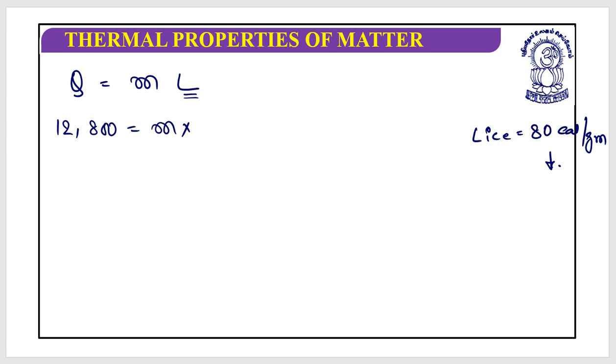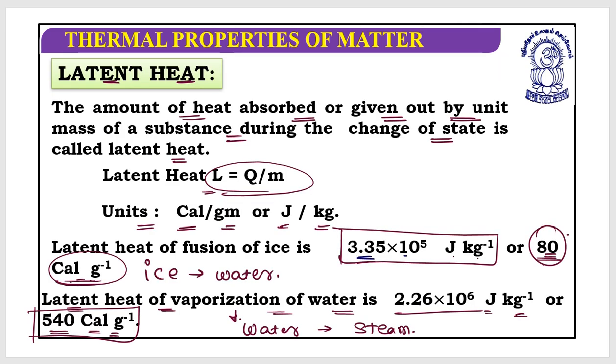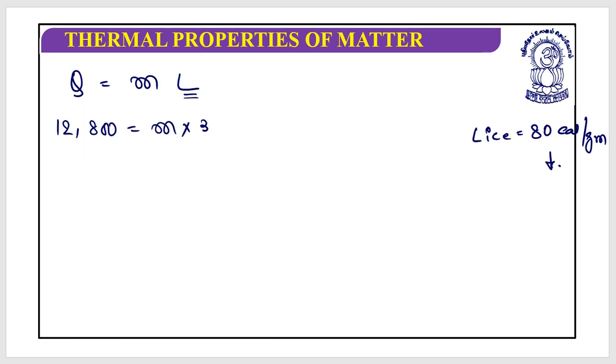Have you remembered this? Once we have done this, we wrote those two values, so please do remember them. Look at this: it's 3.35 into 10 to the power 5 joule per kg. I have done simply the same thing, converted the calorie to joule and gram to kg. So please remember this, 3.35 into 10 to the power 5, and use it.